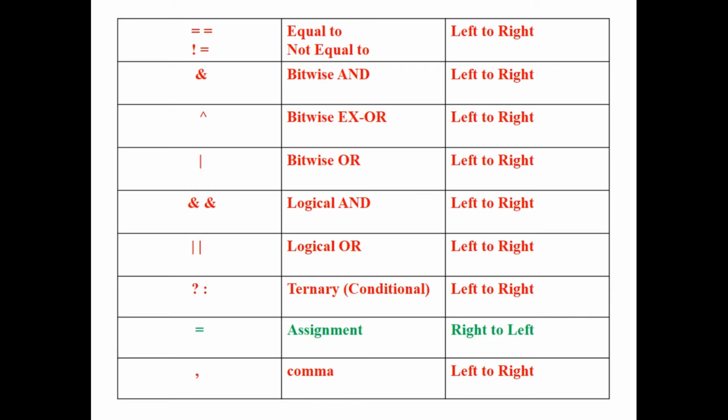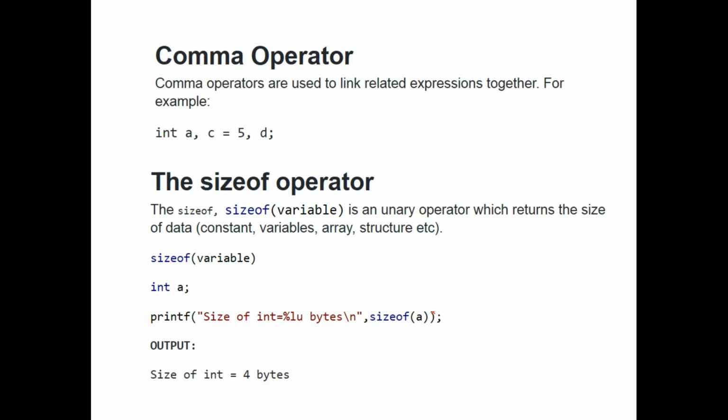The last operators are the comma operator. Now comma operators are used to link related expressions together. For example, if you want to declare all the variables whose type is int, we write int a comma b comma c comma d. All these expressions are related. That can be a variable value, or it can be a bigger expression. So to link the same kind of expressions, we use the comma operator and separate them using commas.